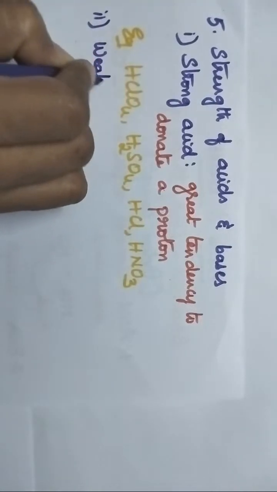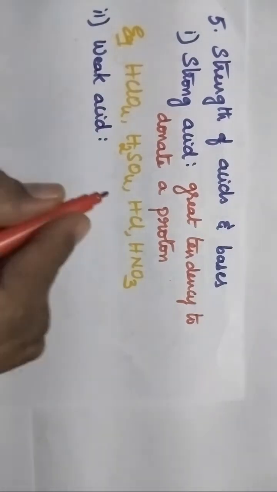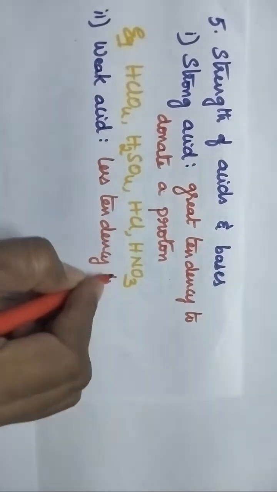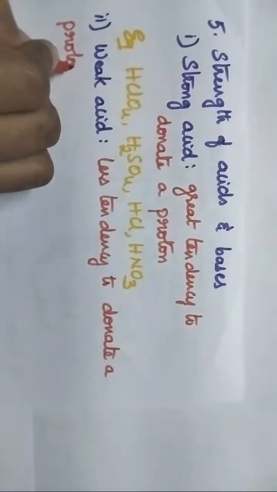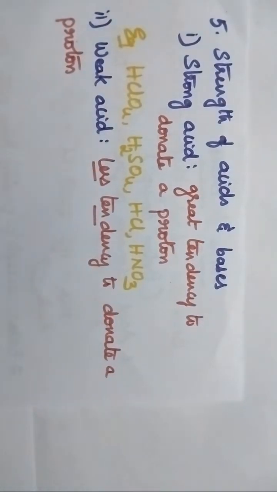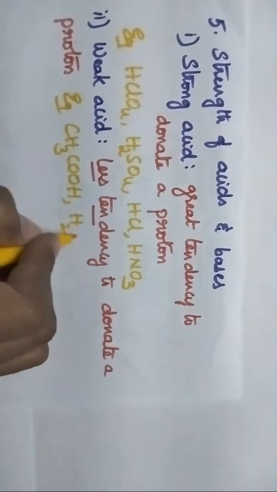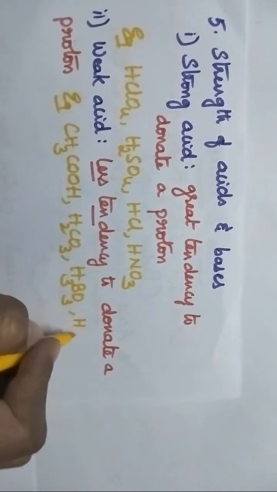Coming to the weak acid. Weak acid means an acid which has less tendency to donate a proton. So, an acid with less tendency to donate a proton is called a weak acid. In general, it includes acetic acid, carbonic acid, boric acid, phosphoric acid, etc.